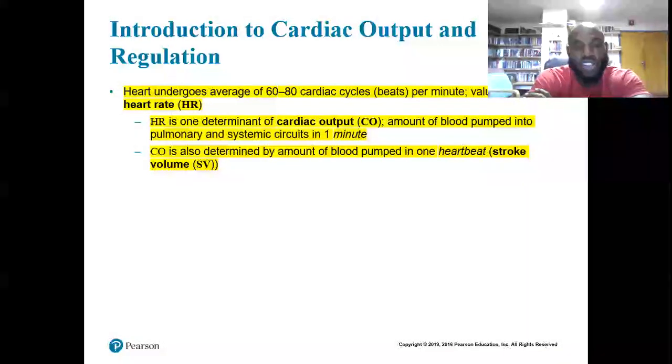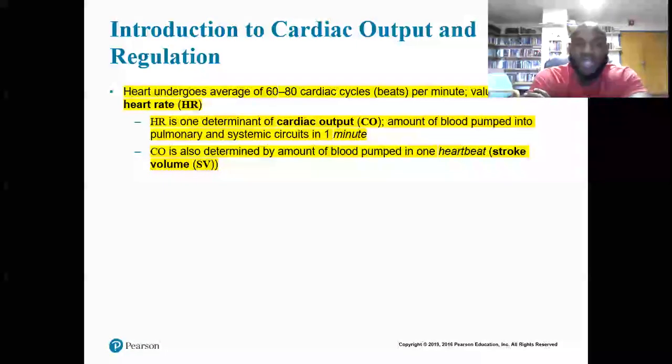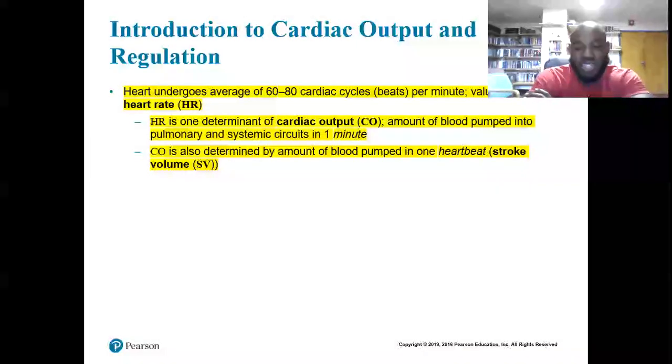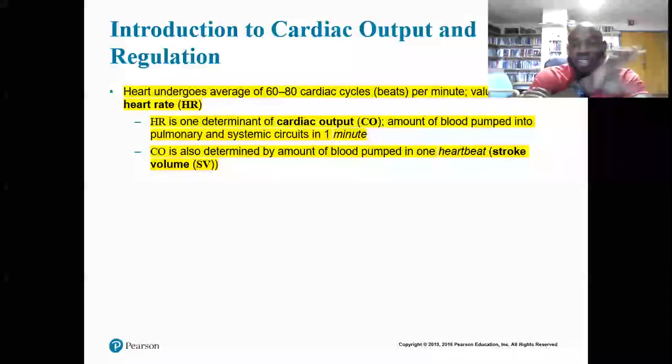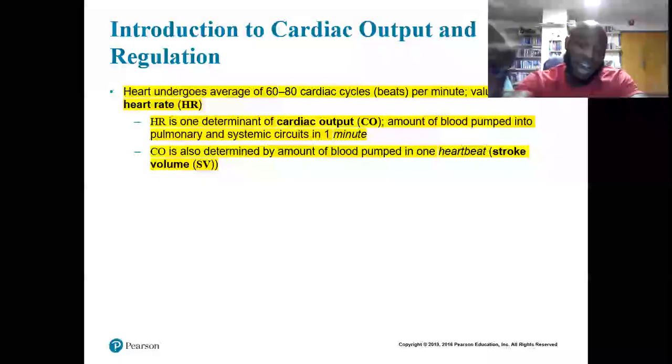Cardiac output is also determined by the amount of blood pumped in one heartbeat, which is called your stroke volume. So stroke volume, the amount of blood pumped in one heartbeat, is an important term as well. You saw that in the last graph. So remember, heart rate is how many times your heart beats. Stroke volume is actually the amount of blood per pump.